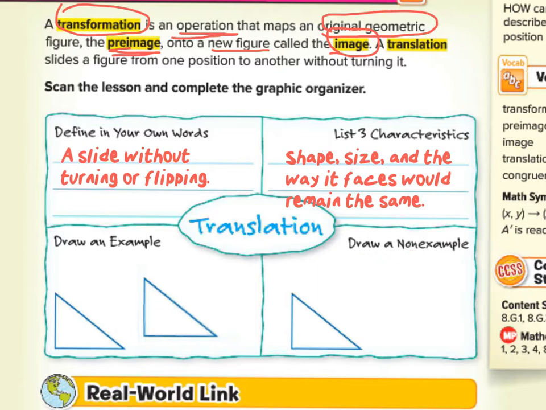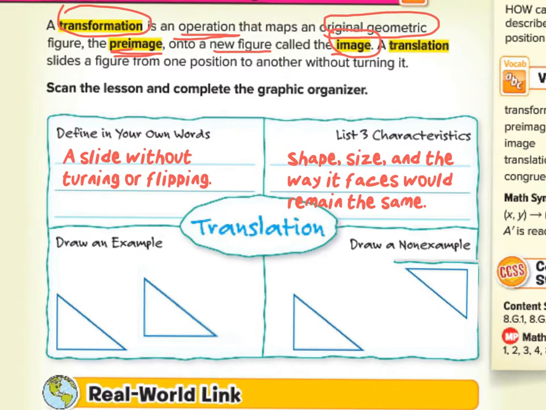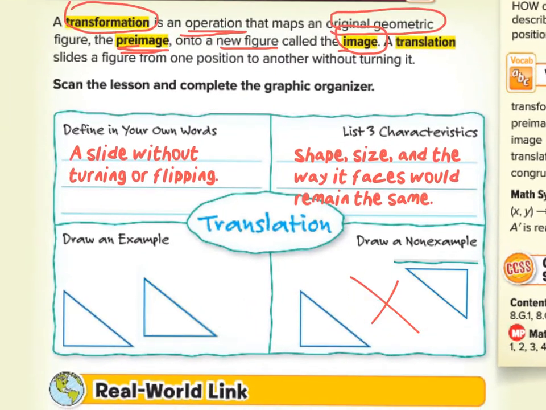What would be a non-example? Well, a non-example would be this right angle right here. Instead of just simply moving it, I reduced the size and I flipped it upside down compared to this. So this would be a non-example. This is not a translation. Okay, so not a translation. Let's take a look at the next question.